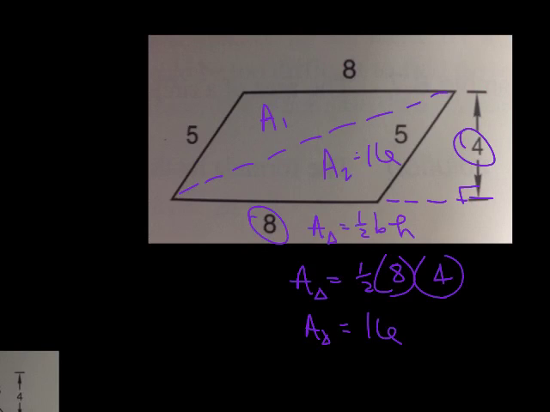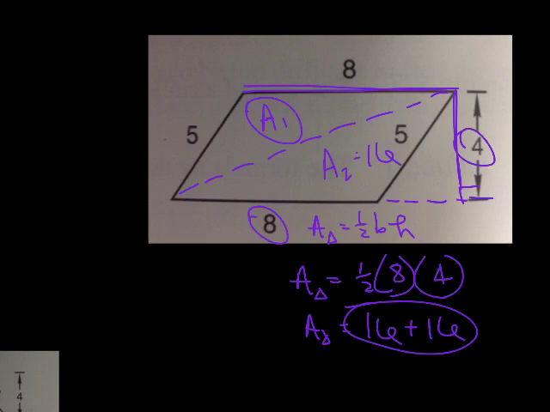Now we're going to do the other one. Well, it's also 8, and the height is also 4. So it's going to be 16 as well. So the area of the two together is going to be 32 square centimeters, square inches, depending on whatever unit of measure you're using. All right, so that's a parallelogram.